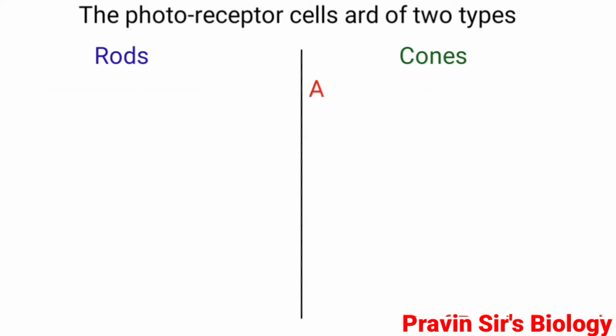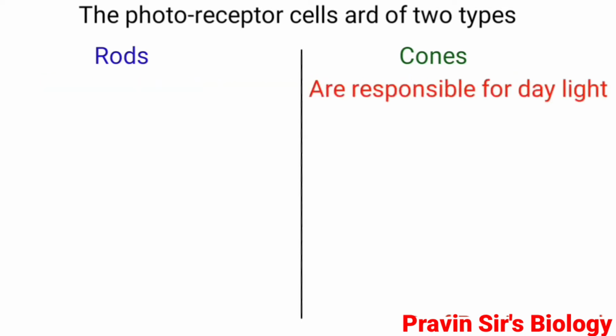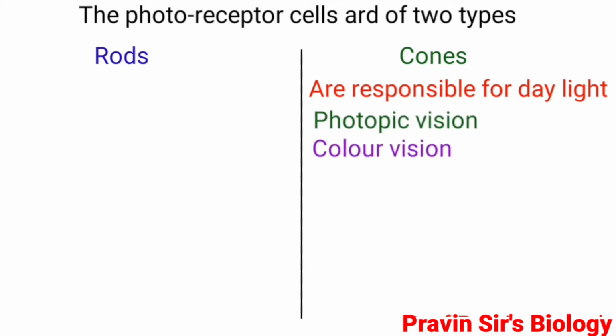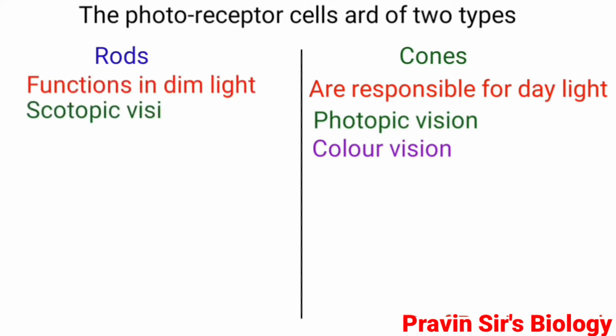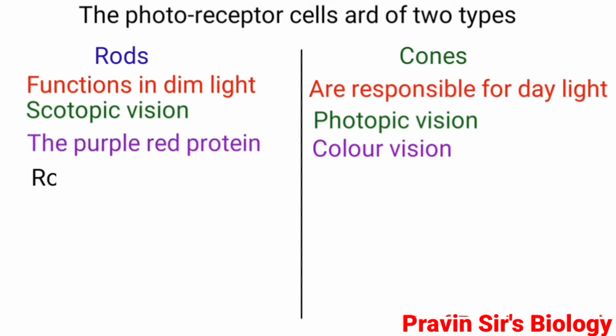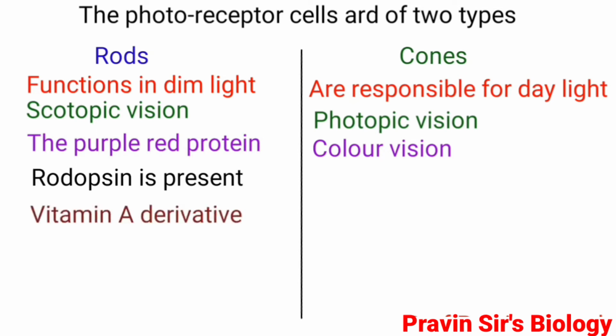The cones are responsible for daylight photopic vision and color vision, while the rods function in dim light scotopic vision. The purple red protein called rhodopsin is present in the rods, which is a vitamin A derivative.